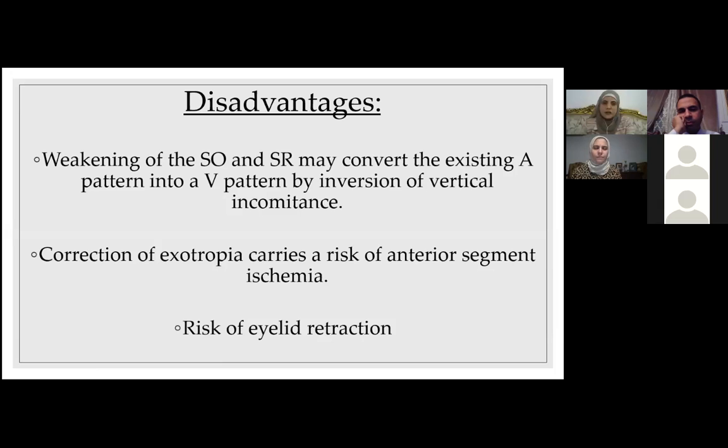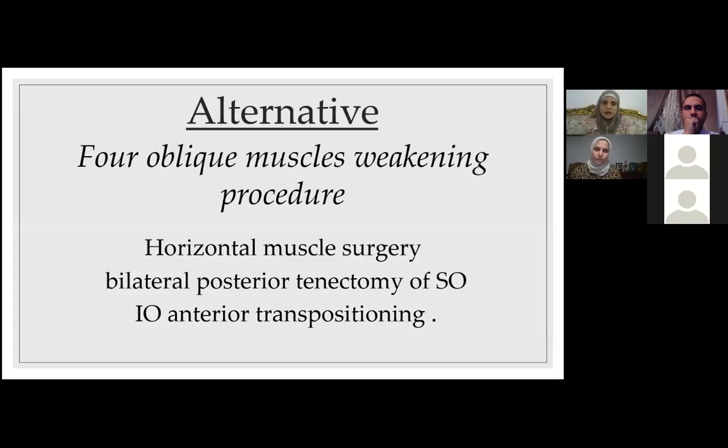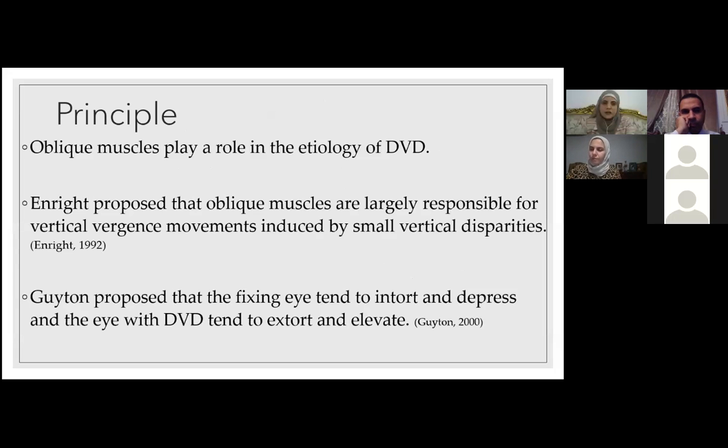After that, the weakening of the superior oblique and the superior rectus may result in reversal of the pattern of the deviation, and correction of the exotropia together with all of these muscle surgeries may lead to anterior segment ischemia, and there is a risk of eyelid retraction. So an alternative was suggested after that, which is the full oblique muscle weakening surgery, which is doing the horizontal deviation. And after that, we will do bilateral superior oblique posterior tenectomy with inferior oblique anterior transposition, as it was suggested that the oblique muscles play a role in the etiology of the DVD.